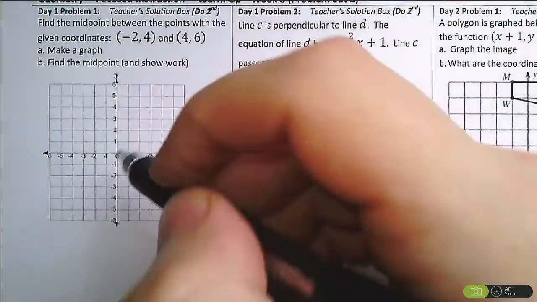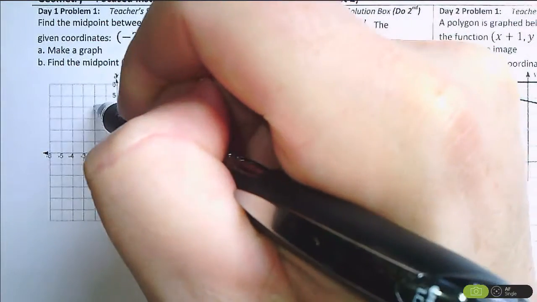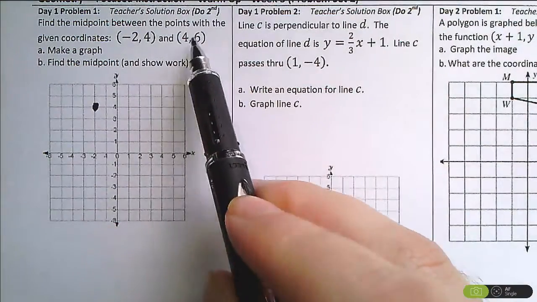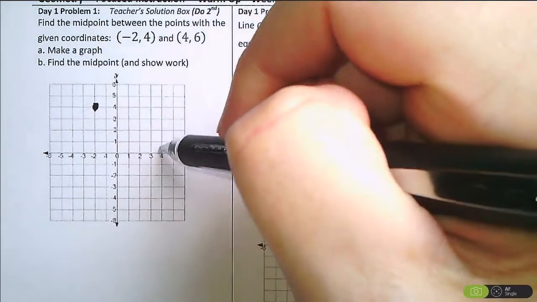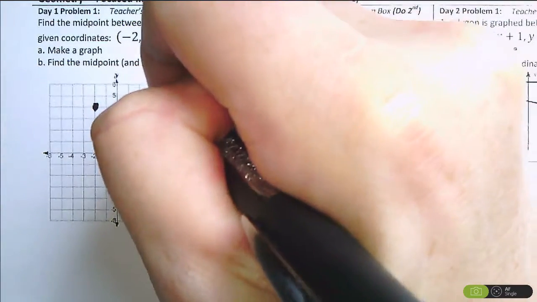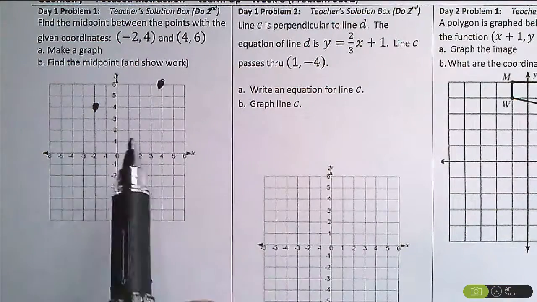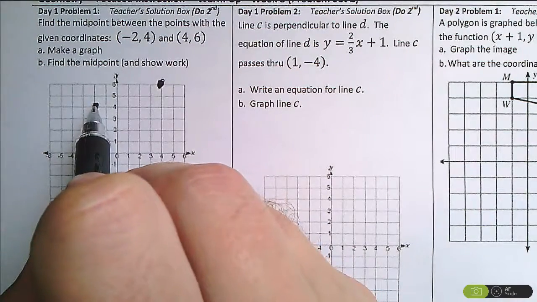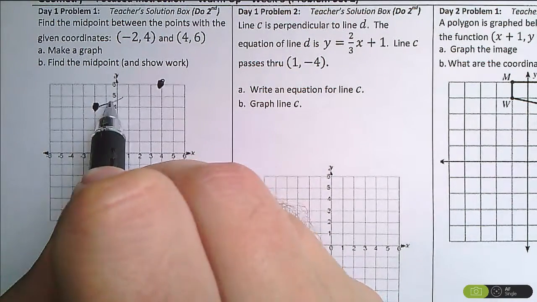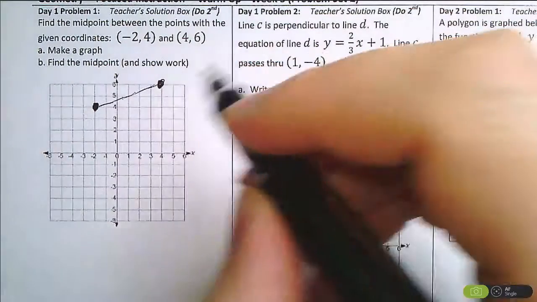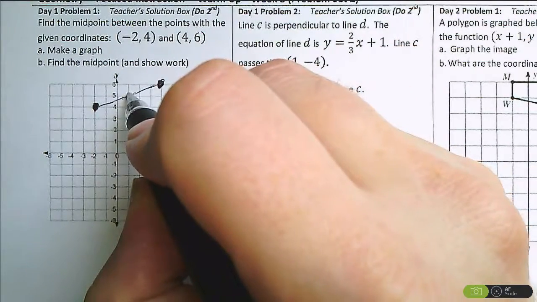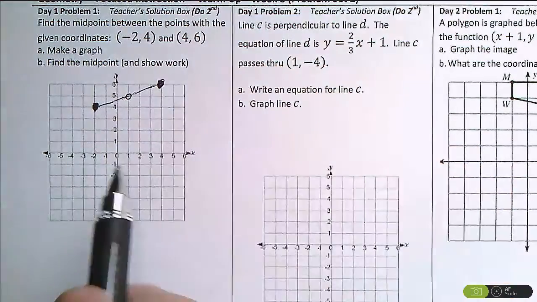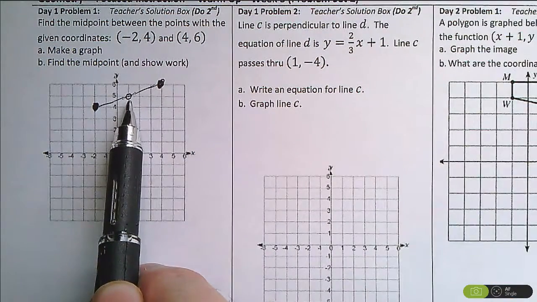So negative 2 comma 4 is left 2 and up 4 from the origin, right there. And 4 comma 6 is right 4 and up 6, right there. We're looking for the midpoint, the point that's exactly in the middle of a segment that would connect these points. If you connect them together and visually look for the midpoint, it appears to be right there. I think the answer is 1 comma 5 just by visual inspection.